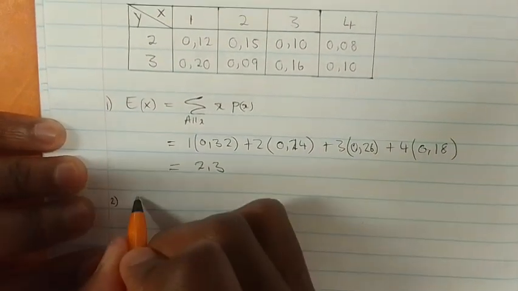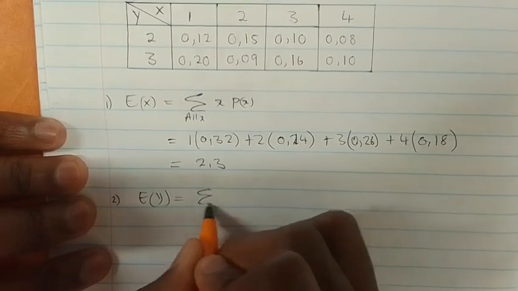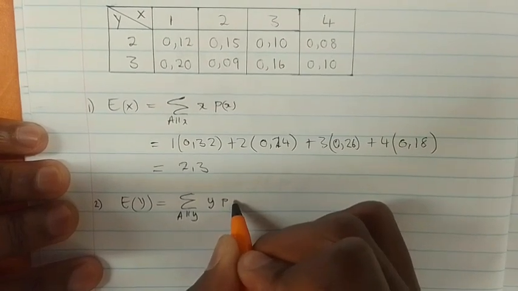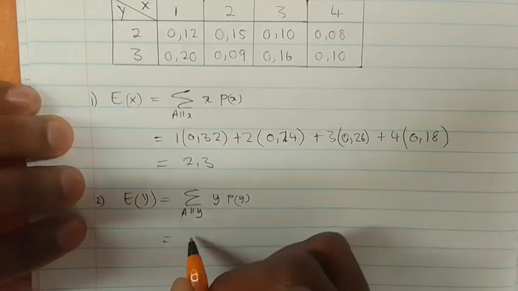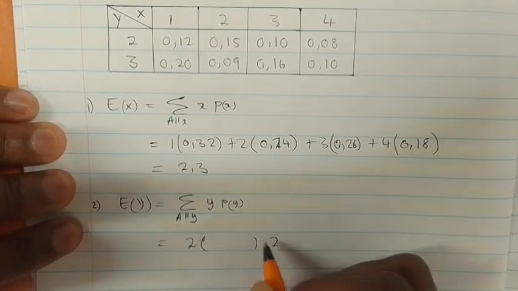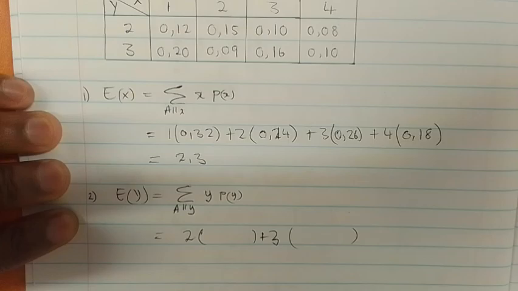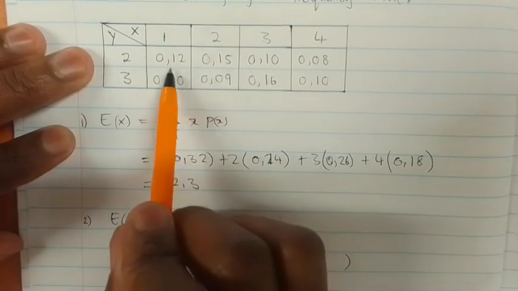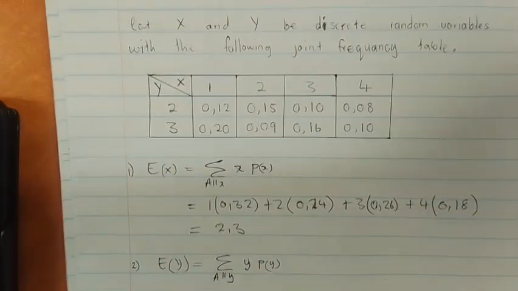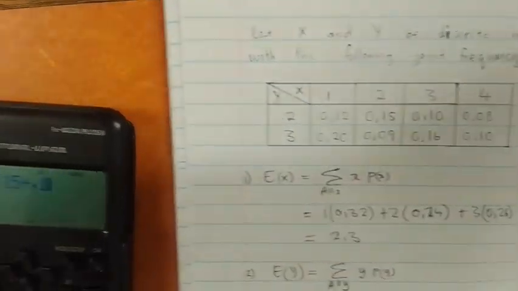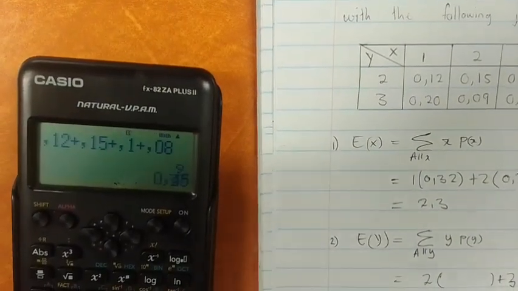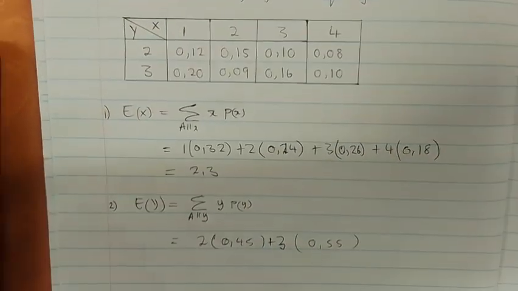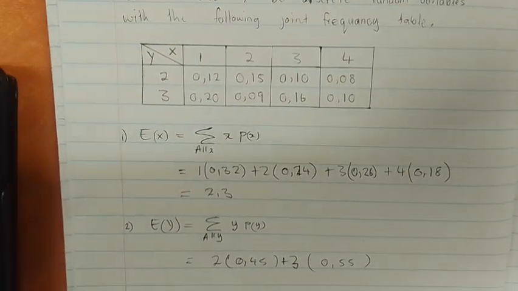We do the very same thing. Expected value of y equals the sum of all y's, y multiplied by the probability of which that value of y is taking on. So y takes on 2 and 3. And then we're going to take 2 multiplied by all these values added together. You get 0.12 plus 0.15 plus 0.1 plus 0.08. That should be 0.45. And this one should be 0.55. It's just one minus the other one if you are in a hurry.